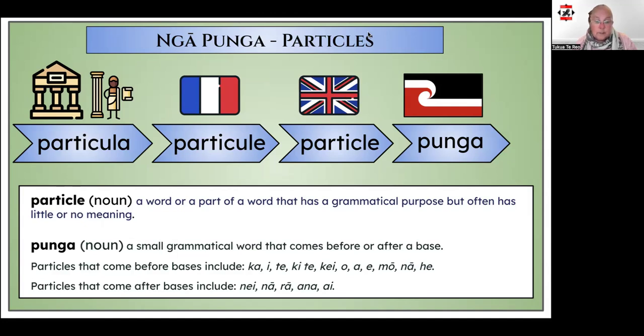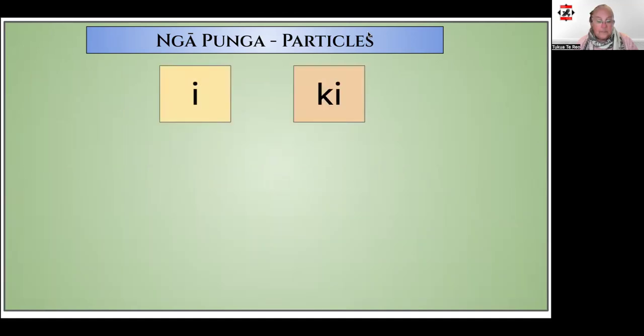Here's a few examples of particles in Te Reo Māori. You can see here that there's heaps of them. I'm going to start with two of the most common particles, e and ki. Let's have a look at e and ki and how they can be used in a sentence. I'm not going to go into too much detail at this stage, but you'll see these particles being used in a range of sentence structures in some of my other videos.